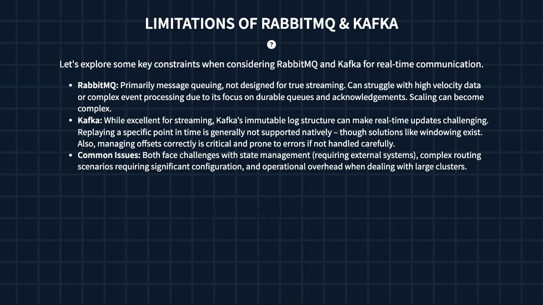Now, Kafka is fantastic for streaming data, think continuous updates and things flowing really quickly. However, its log structure means you generally can't easily go back to a specific point in time within that stream. And managing those offsets, keeping track of where you are in the data flow, is something you need to get right, or you could run into problems. Both systems have their own operational challenges too when dealing with really large clusters, and managing state outside of these systems often requires extra work.